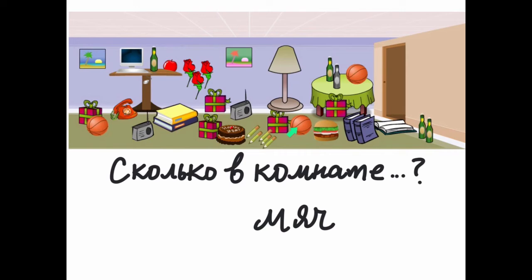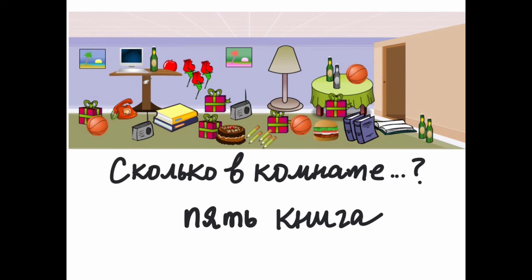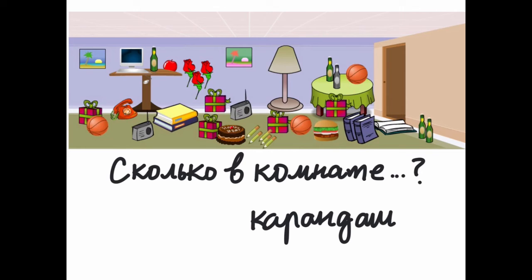Сколько в комнате мячей? 3 мяча. Again, genitive singular. Сколько в комнате книг? 5 книг. 5 takes genitive plural. Книга, the a will go away in our genitive plural ending. Сколько в комнате карандашей? 5 карандашей. Genitive plural.